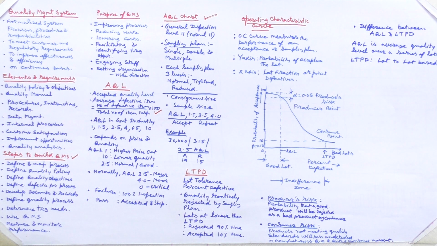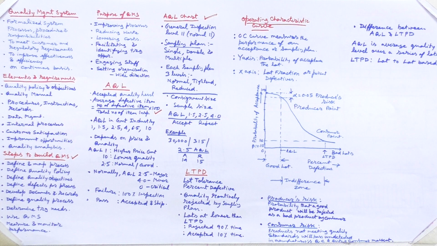And for lots worse than the LTPD, what will happen is the lot is rejected 90% of the time, and it will be accepted only 10% of the time. So for lots beyond LTPD, 90% of the time the lot will be rejected, and accepted only 10% of the time. That probability is there in LTPD.